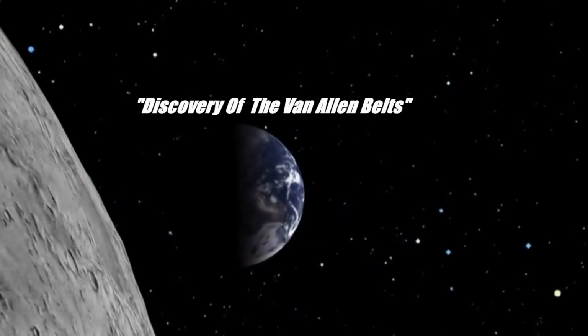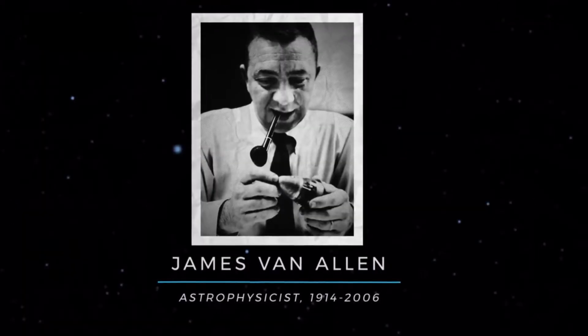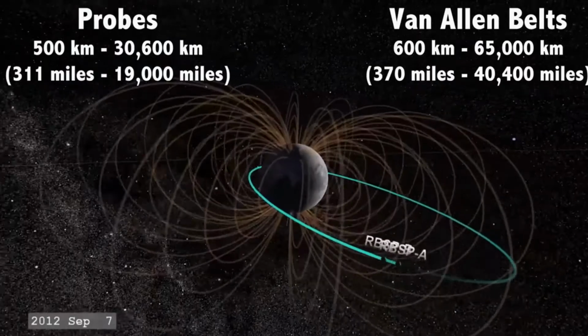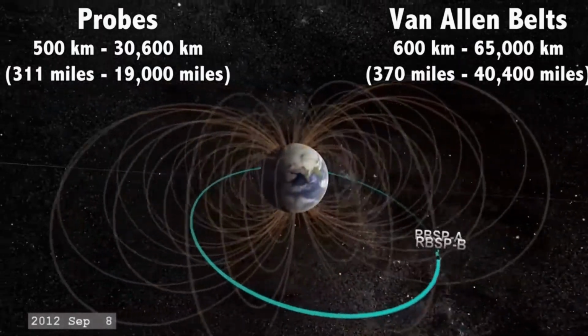Discovery of the Van Allen belts. In 1958, Dr. James Van Allen discovered two radiation belts surrounding the Earth through two unmanned missions.